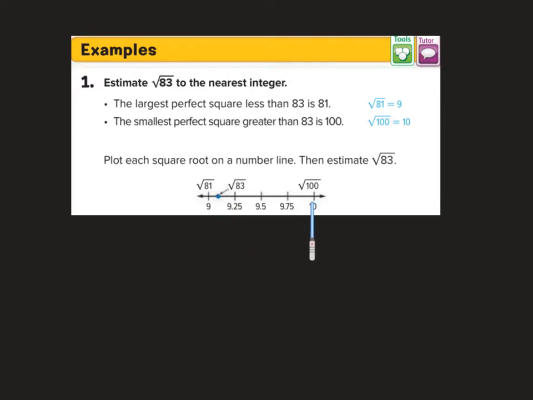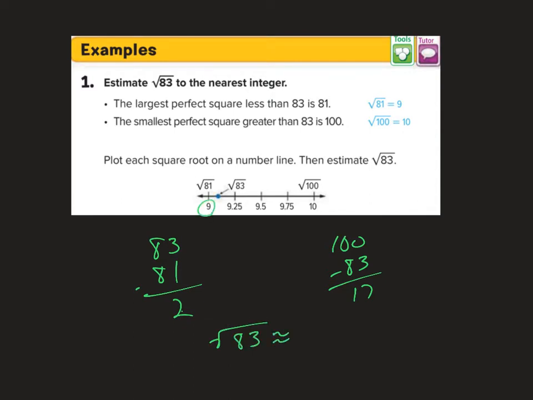So we can plot these values on a number line, and just looking at the value of the square root of 83, we know that that's going to be way closer to the square root of 81 than the square root of 100. And we can really quickly prove that by saying, obviously 83 minus 81 is 2, and 100 minus 83 is 17. So the square root of 83 is obviously way closer to the square root of 81. So to write out our final expression, we would say the square root of 83 is approximately 9.